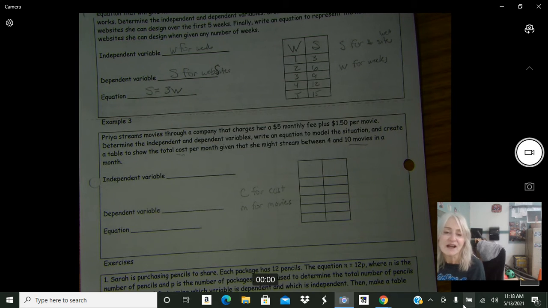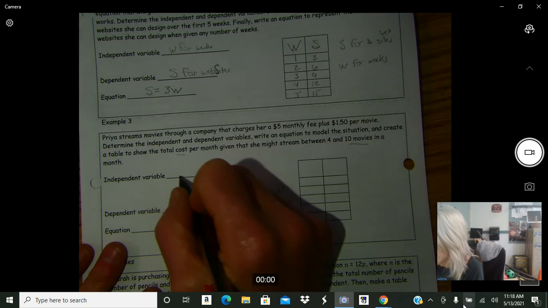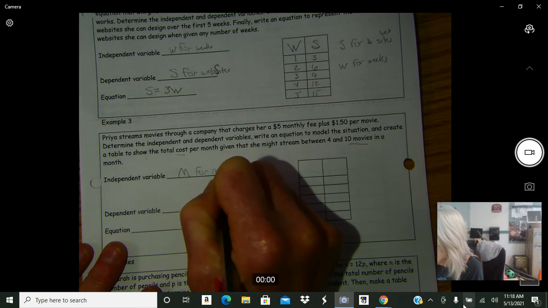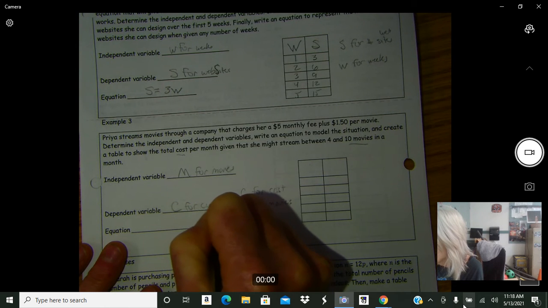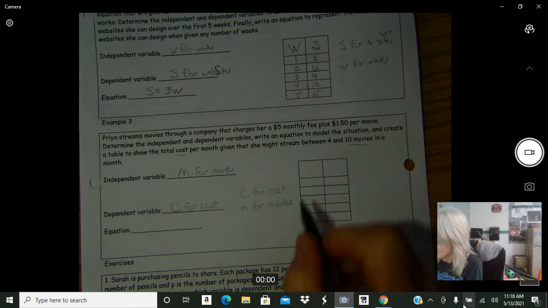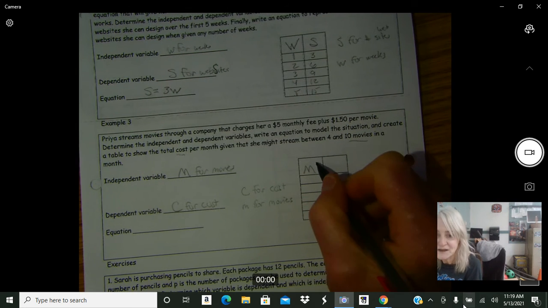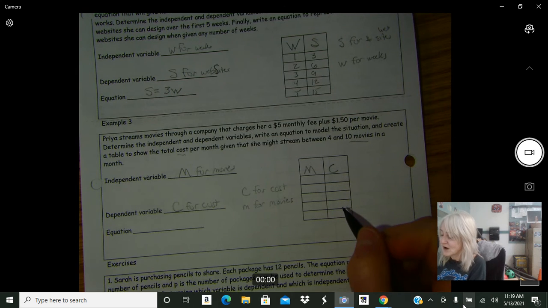So now I have to decide, does the amount of movies depend on the cost, or does the cost depend on the movies? So think about that for a second. Hit pause if you need to. If you're wrong on your guess, who cares? Cross it out. You don't even need to erase it. But I'm going to keep going. So the independent variable is M for movies, because the cost depends on how many movies she streams. So that means I can put M in the independent column and C in the cost.